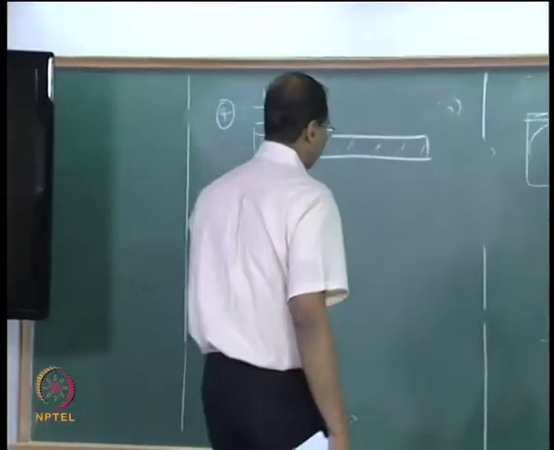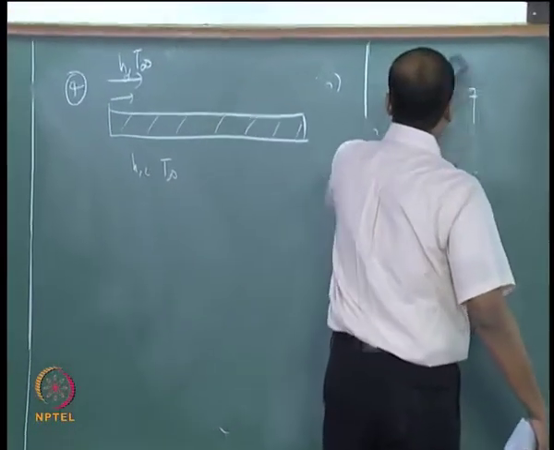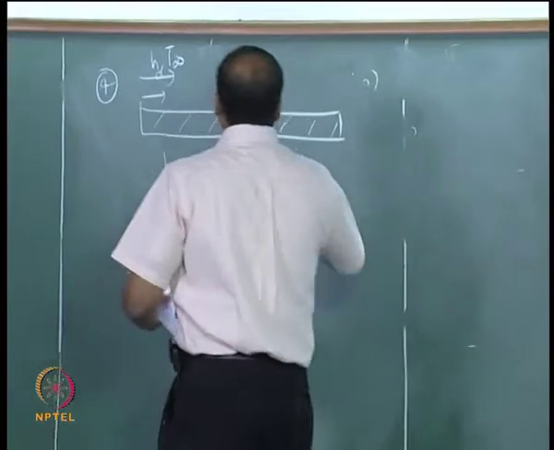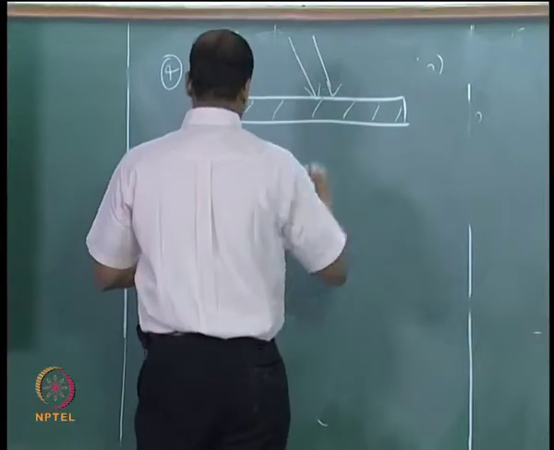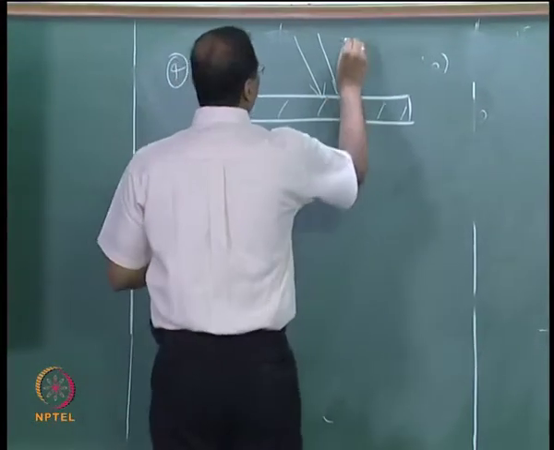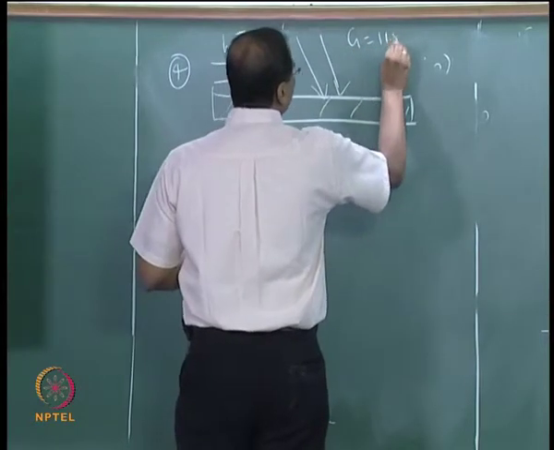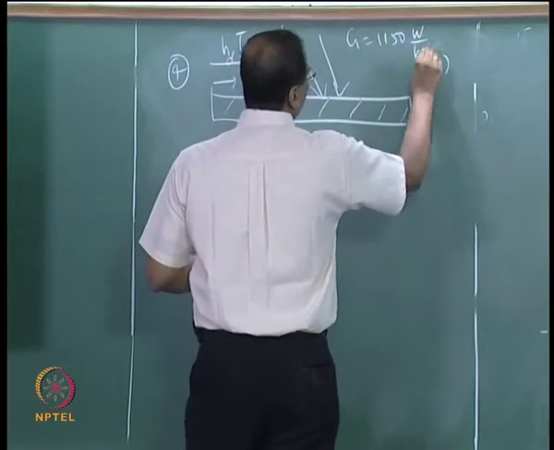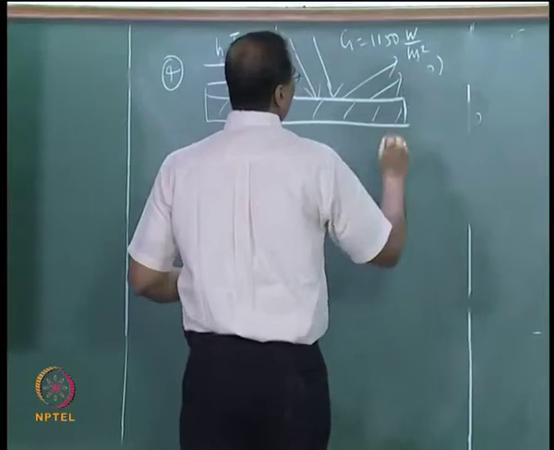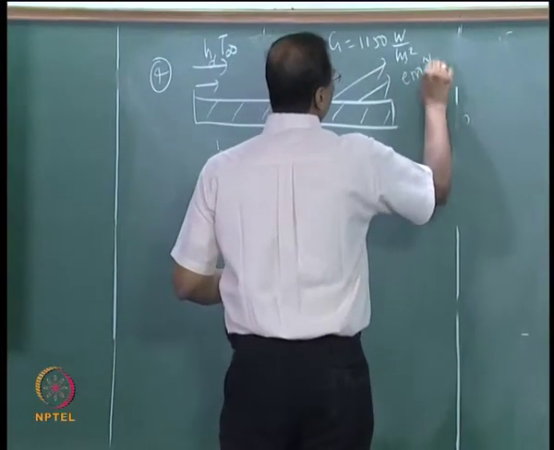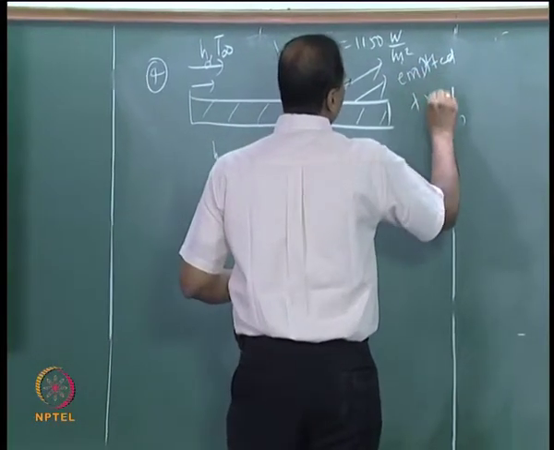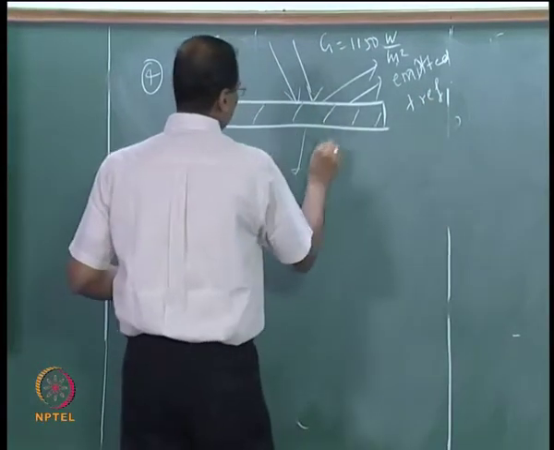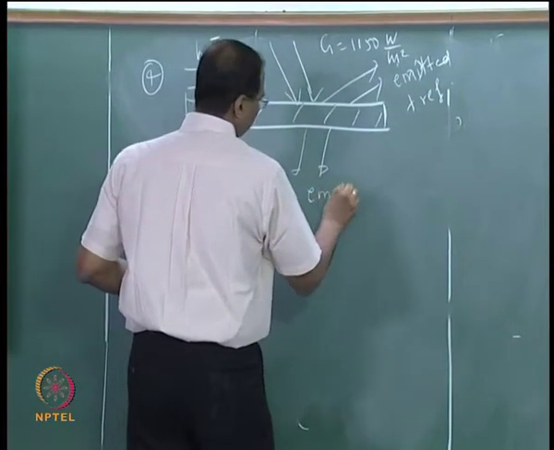So now there is an incident radiation. What is the G? G is 1150. Out of this there is emitted plus reflected, here you have emitted.